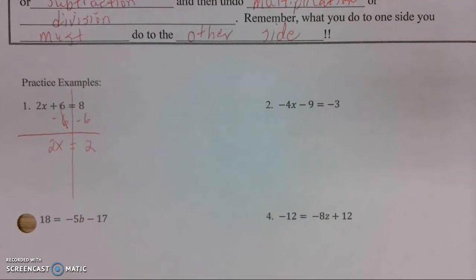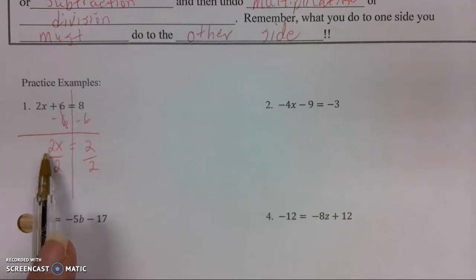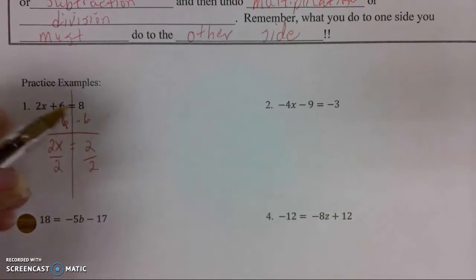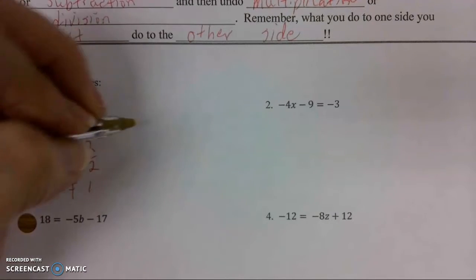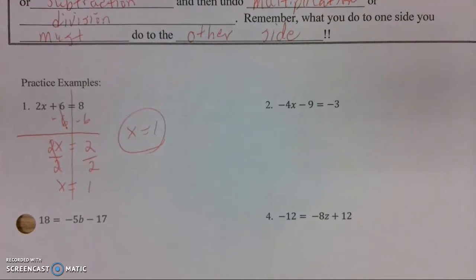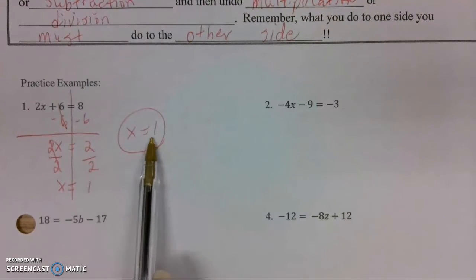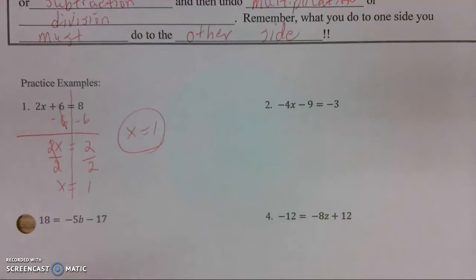Now I have just a one-step equation. The inverse of multiplying is to divide. Since there's a 2 at the x, I'm going to divide by 2. That leaves me with x equals 1. My solution is x equals 1. I can always tell if this is the correct answer by putting it back in the original equation. 2 times 1 is 2, plus 6 is 8. So I know my answer is correct.